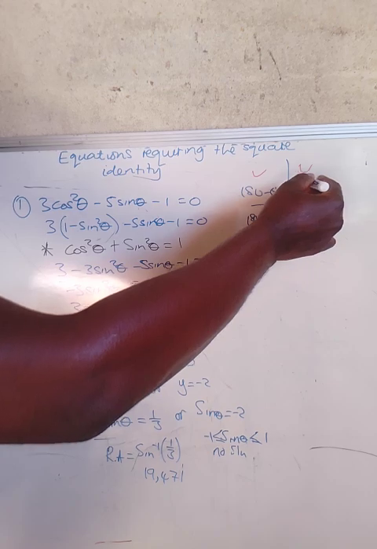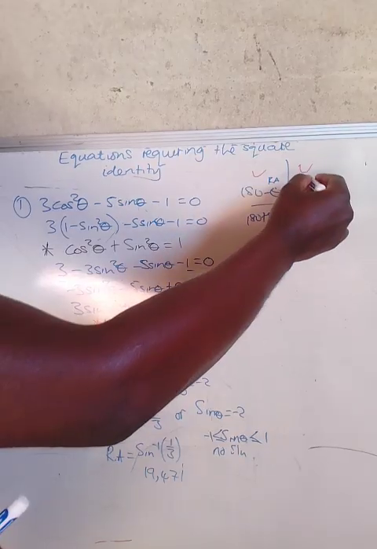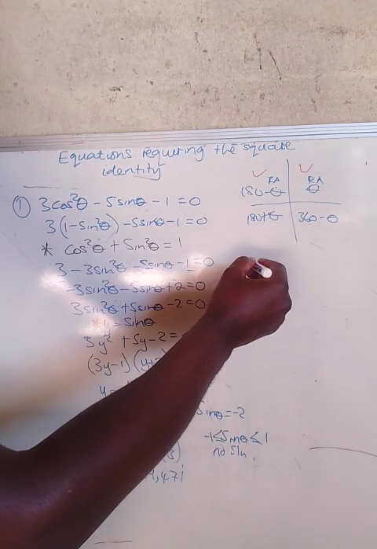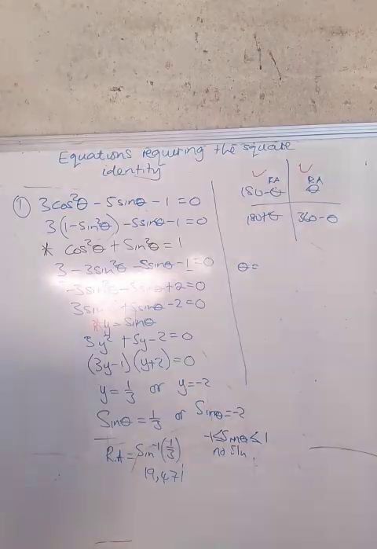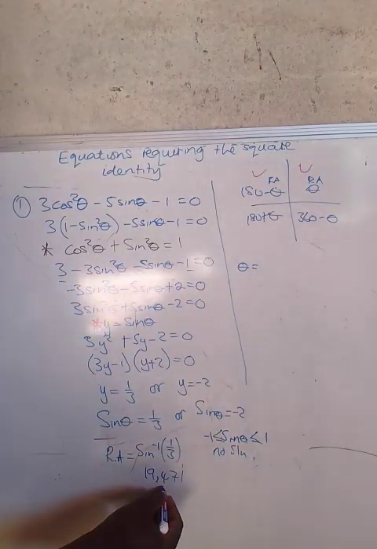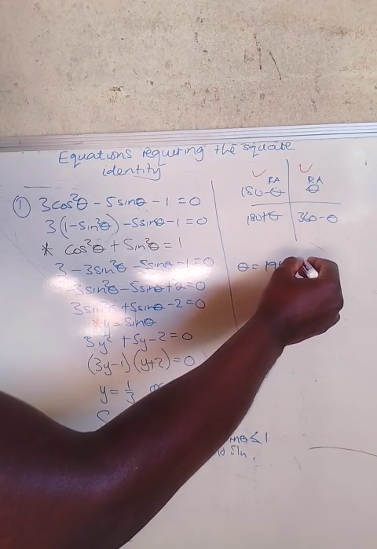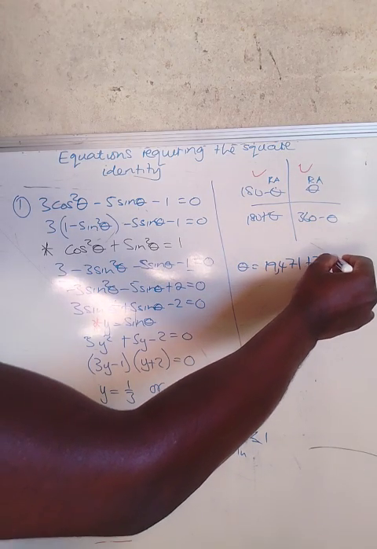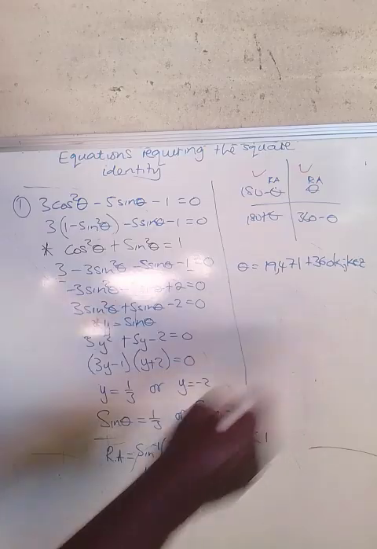So remember, our theta here represents what? Our theta is the reference angle. So what are we going to do here? The first quadrant, we are going to say theta. Let's do this. We are going to say theta is equal to the first quadrant. We take our reference angle, 19.471, plus 360k, where k is an element of z.